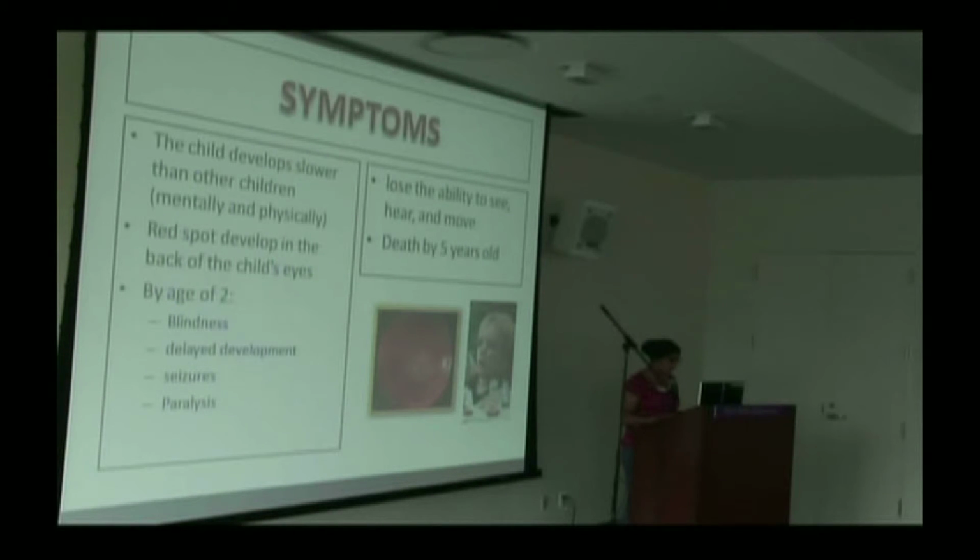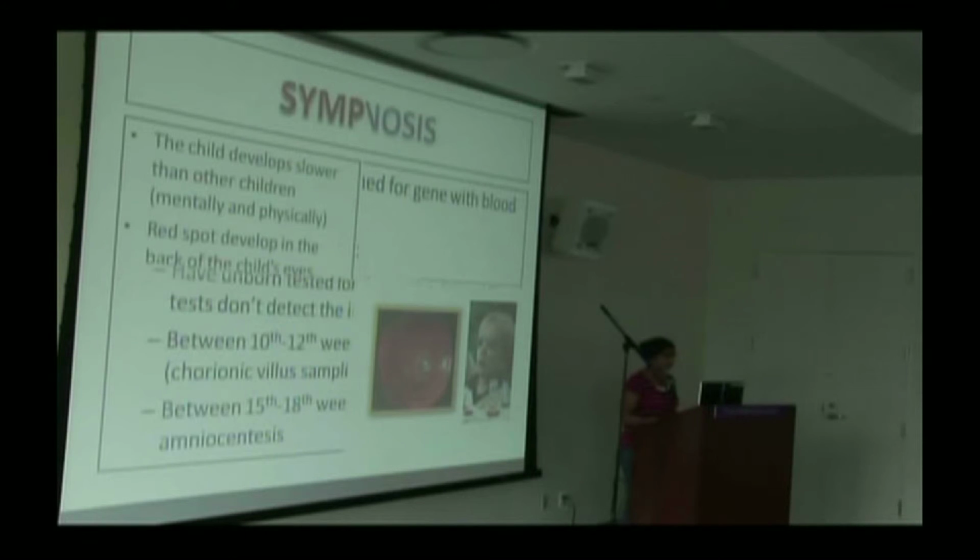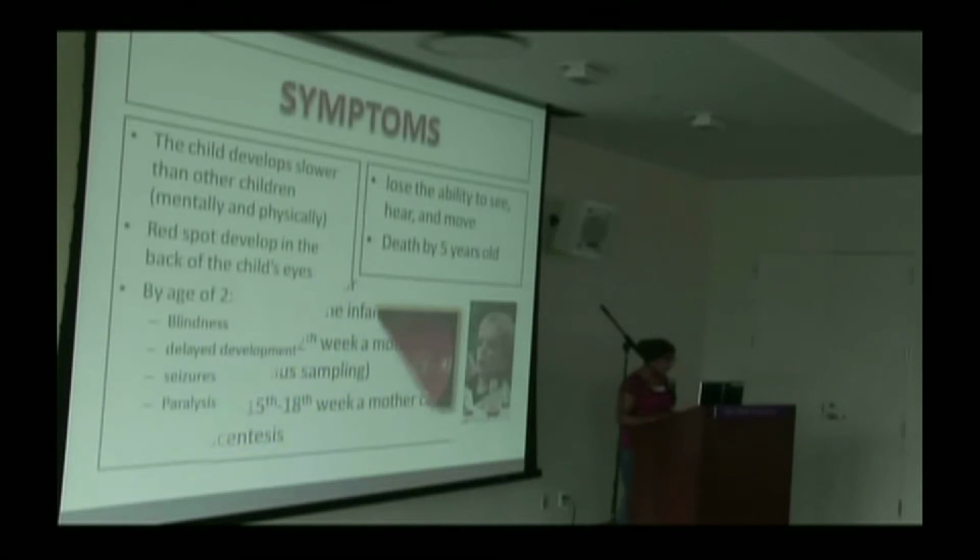Symptoms. Symptoms for Tay-Sachs usually begin to develop around the first 3 to 6 months for an infantile onset. The child develops slower than other children, and red spots develop in the back of the child's eyes. As you can see in this picture right here, there's a spot right there that shows the red spot. By age 2, the child is blind, has delayed development, seizures, and paralysis. The baby then progressively loses the ability to see, to hear, and eventually to move. Death usually occurs by the time the child is 5.